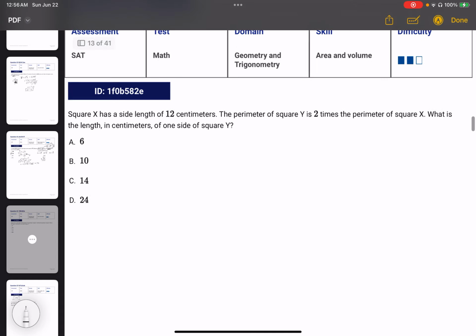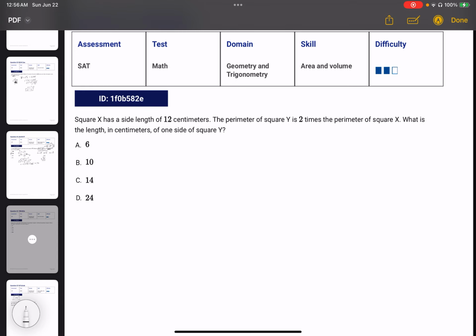We're going to do this last problem for today. Square x has a side length of 12 centimeters. The perimeter of square y is 2 times the perimeter of square x. What is the length in centimeters of one side of square y? Okay, so I'm going to draw this out quickly. 12, and then the perimeter is 2 times.